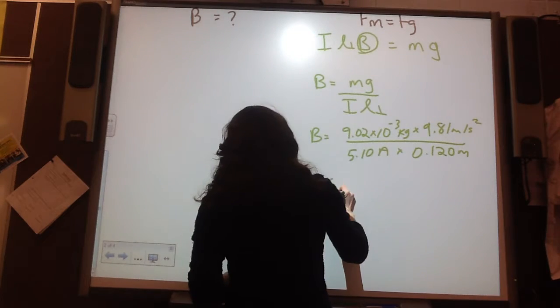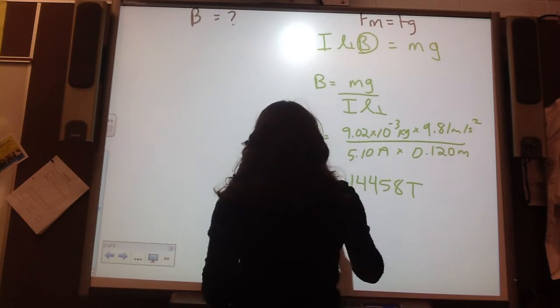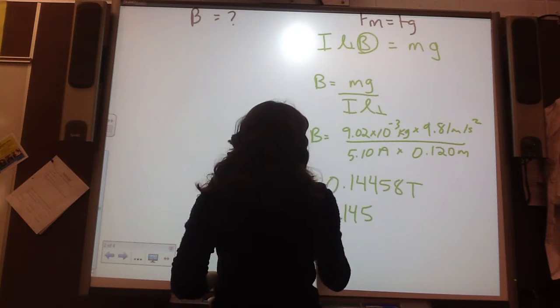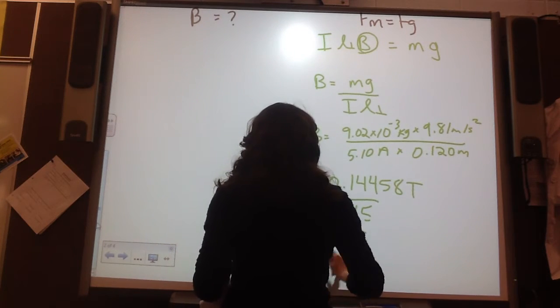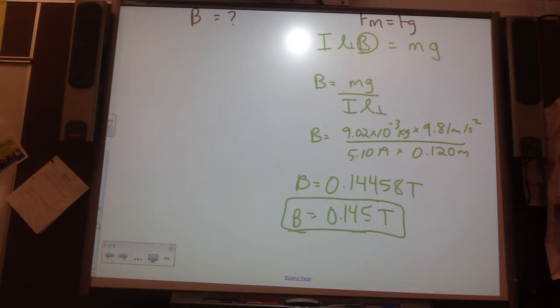Okay, so this is 0.14458 Tesla. So to sig digs, I have 0.145. Oh, units.